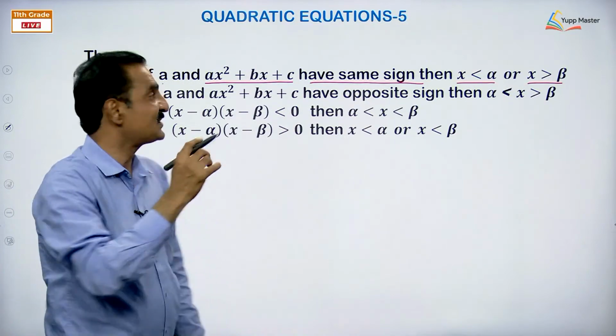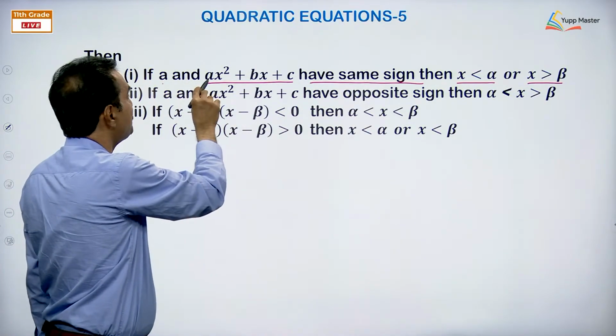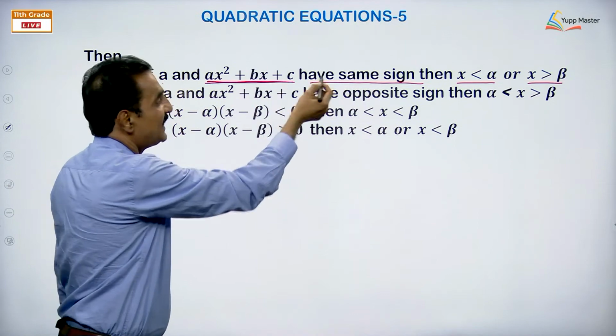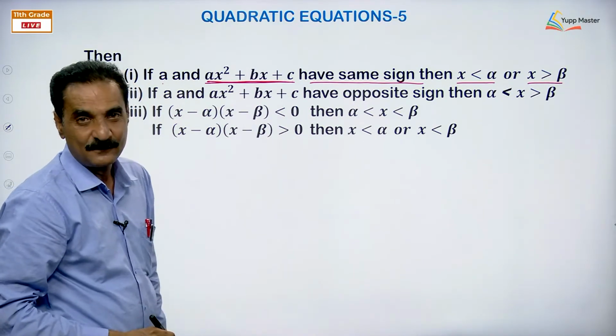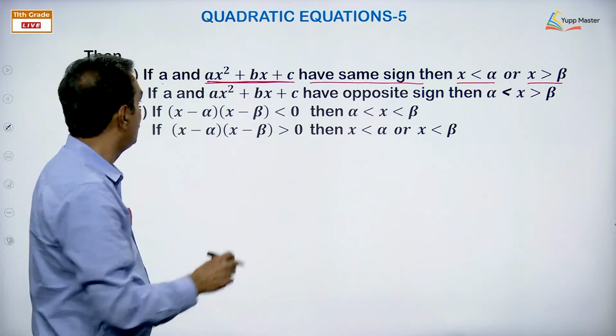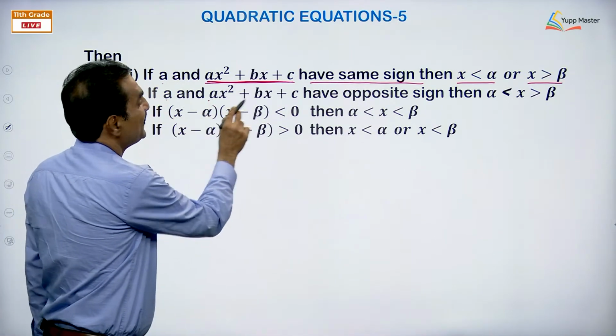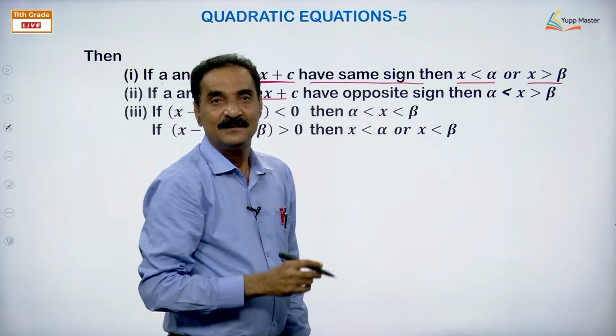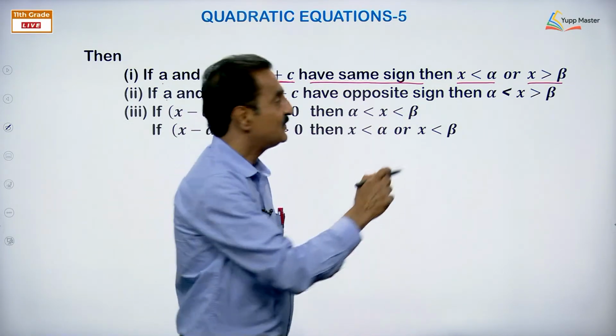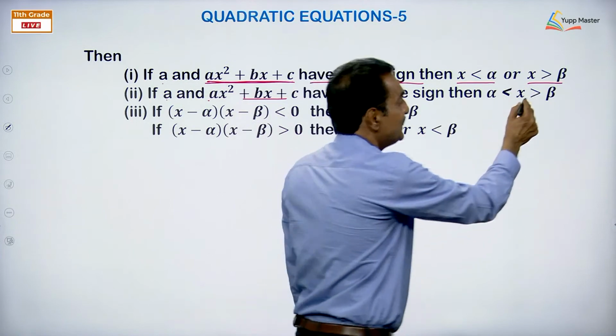Whenever you notice that the x square coefficient and the expression have the same sign, then x must be less than alpha or greater than beta. But if a and ax square plus bx plus c have opposite signs, then x lies between the roots: alpha is less than x, less than beta.